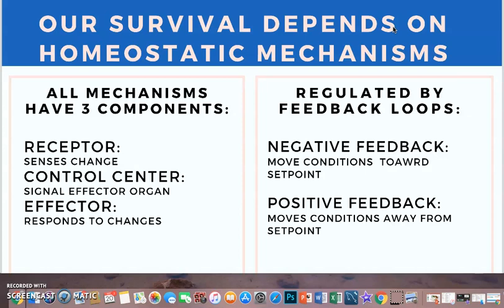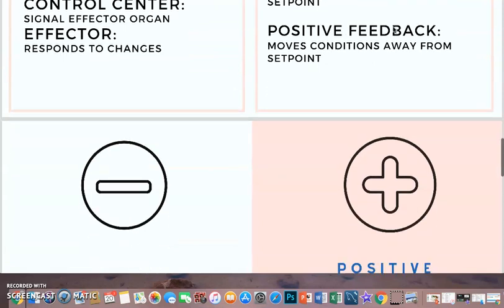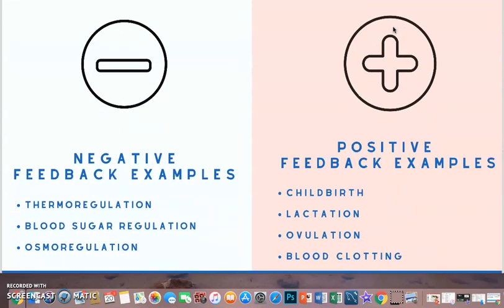So some negative feedback examples would be thermoregulation, blood sugar regulation, and osmoregulation. Some examples of positive feedback would be childbirth, lactation, ovulation, and blood clotting.